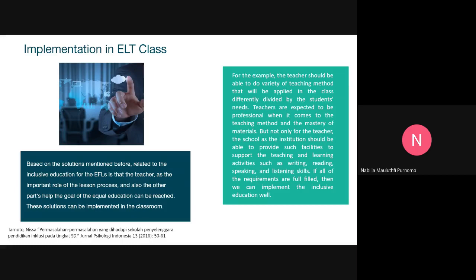Teachers are expected to be professional when it comes to the teaching method and the mastery of materials. But not only the teacher, the school as the institution should be able to provide such facilities to support the teaching and learning activities such as writing, reading, speaking, and listening. If all of the requirements are fulfilled, then we can implement inclusive education properly.